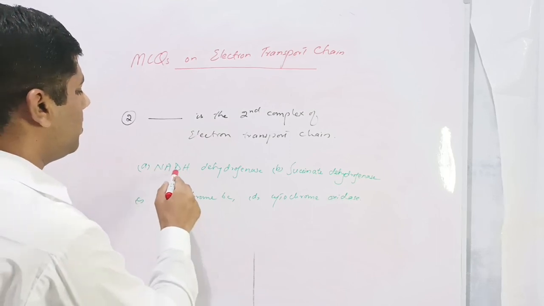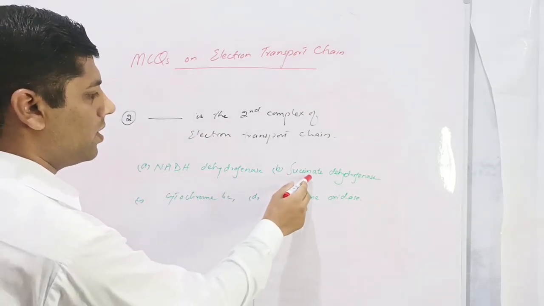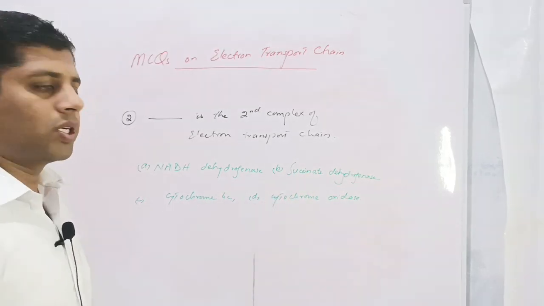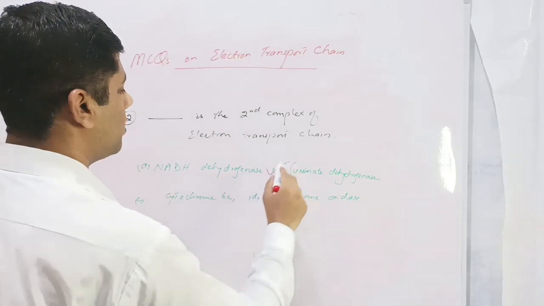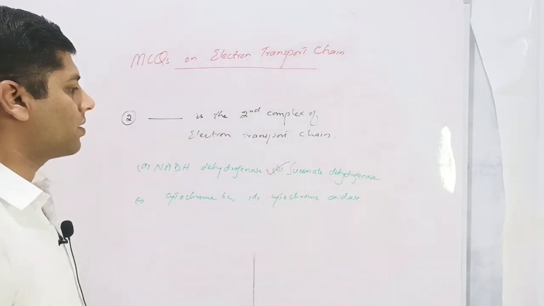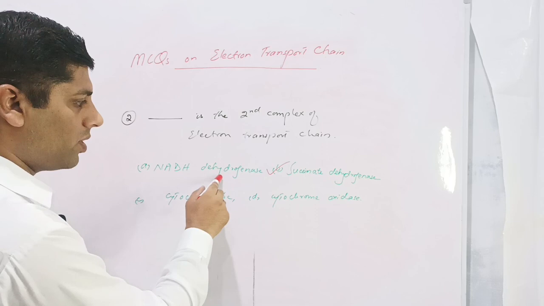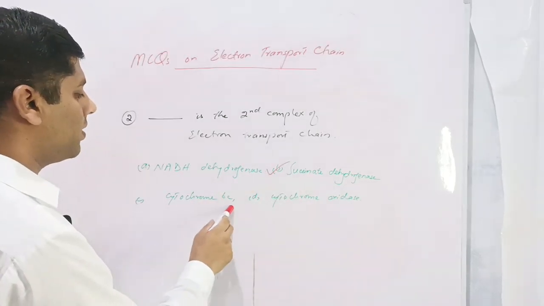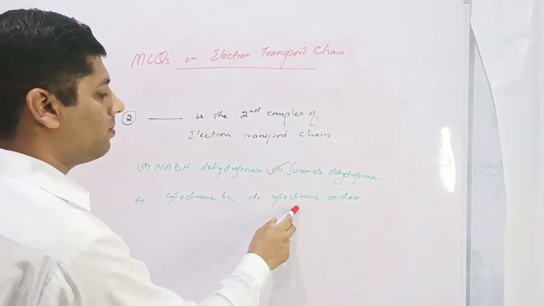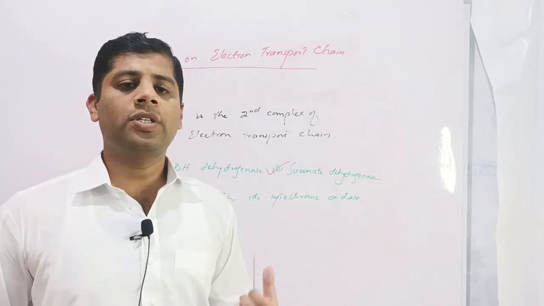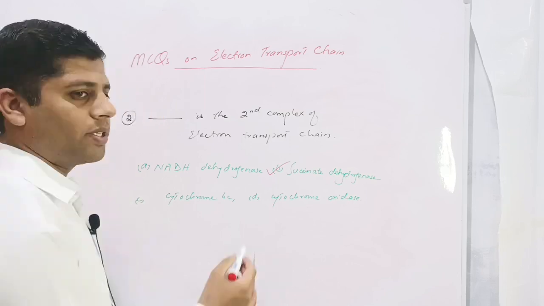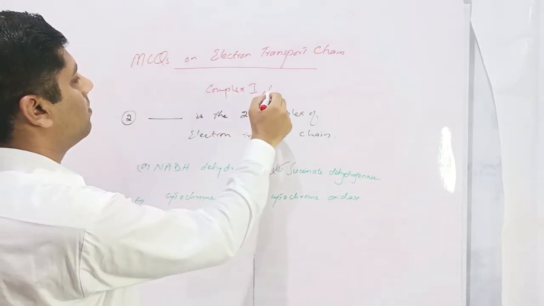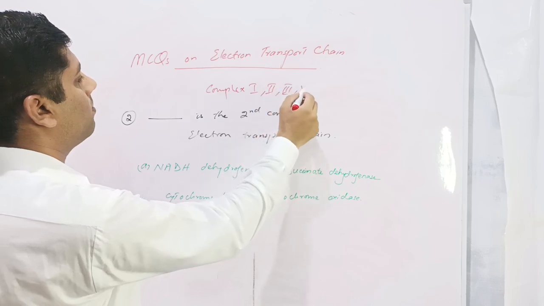The given options are NADH dehydrogenase, succinate dehydrogenase, cytochrome BC1, and cytochrome oxidase. So the correct option is succinate dehydrogenase. The first complex involved in the electron transport chain is NADH dehydrogenase. Second one is succinate dehydrogenase. Third is cytochrome BC1. And the last and fourth complex is cytochrome oxidase. These complexes are written in sequence presented in Roman numerals, like complex 1, complex 2, complex 3, and complex 4.